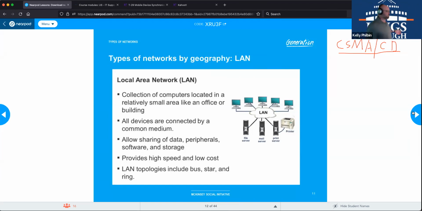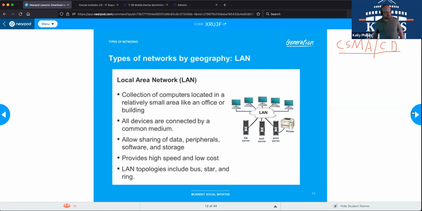They're all connected typically by a common medium, which could be UTP, fiber optic, coaxial, what have you. They tend to be connected by a common medium or media, which we know is the types of lines we're using for communication.